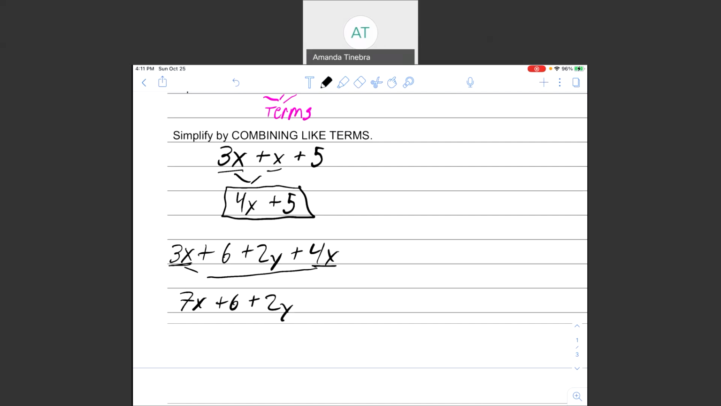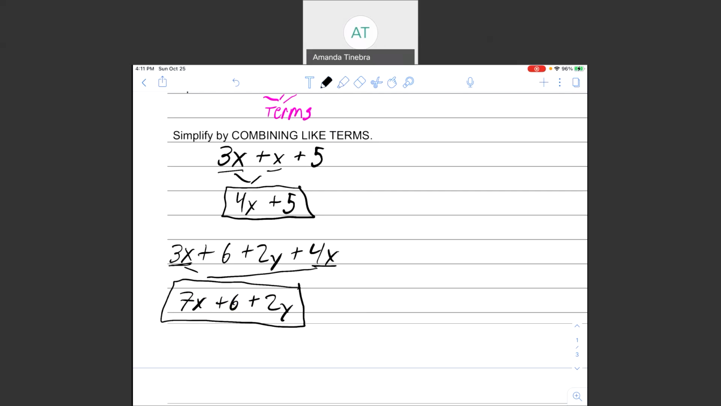Now I see right away I have 7x plus 6 plus 2y, but y and x, those are different variables. So because those are different variables, I cannot combine those terms. I also can't combine the 6 because it's a constant and has no variable. So at this point, none of these are like terms at all. So this is the final answer.